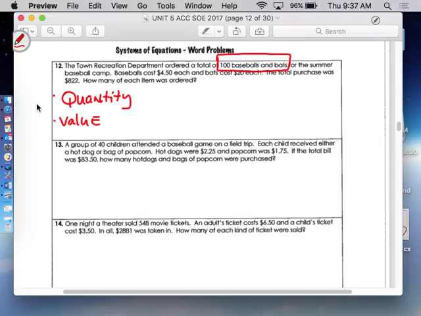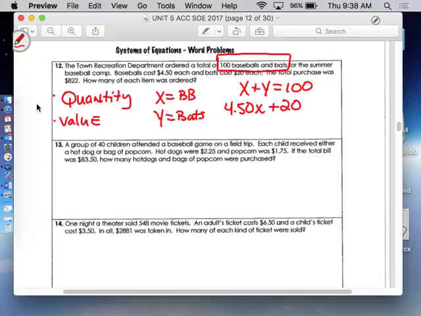And then we're told the value of each. I will just let X represent the baseballs, Y is going to represent the bats. My first equation would be my quantity equation. How many baseballs and bats do I have? So I'm going to set up X plus Y equaling 100. And then my next equation will attach value to each. A baseball is worth $4.50, so 4.50X plus 20Y, and the total purchase was $822.